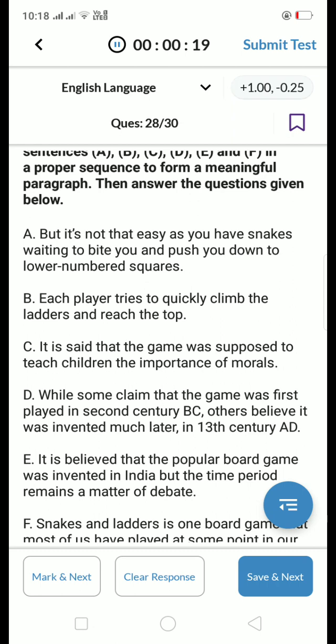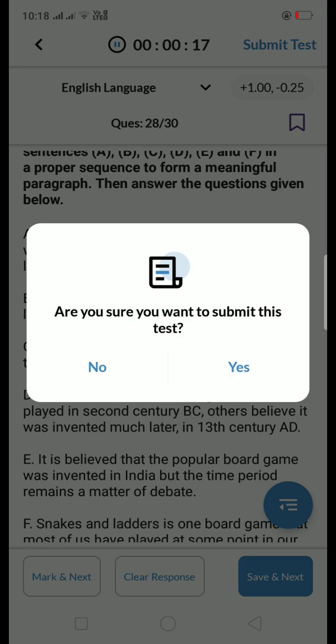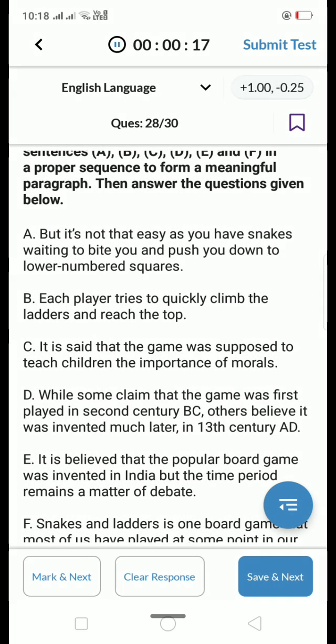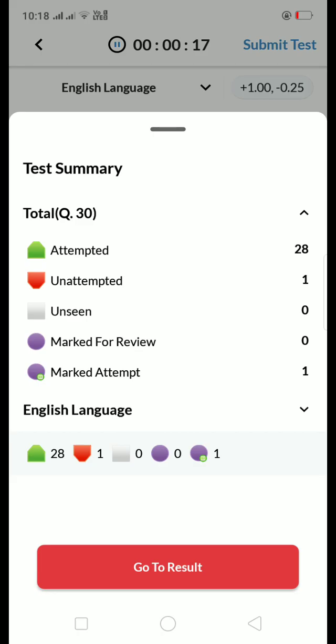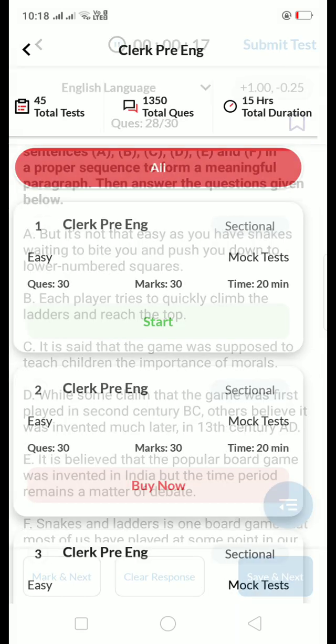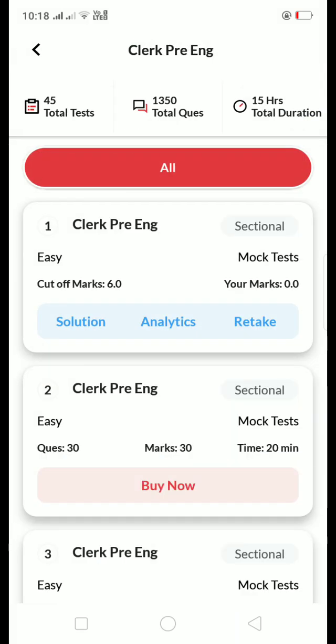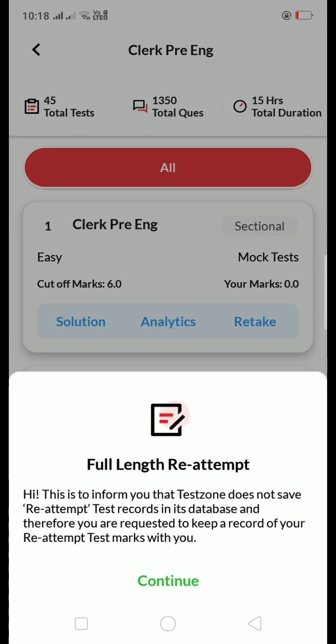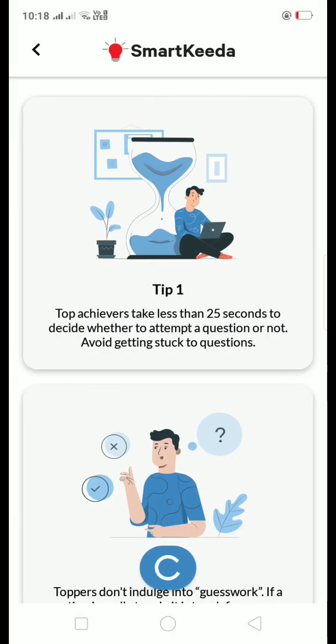Okay. Let's submit this test now. Yes. What? Only 28 attempted. ये क्या हुआ?